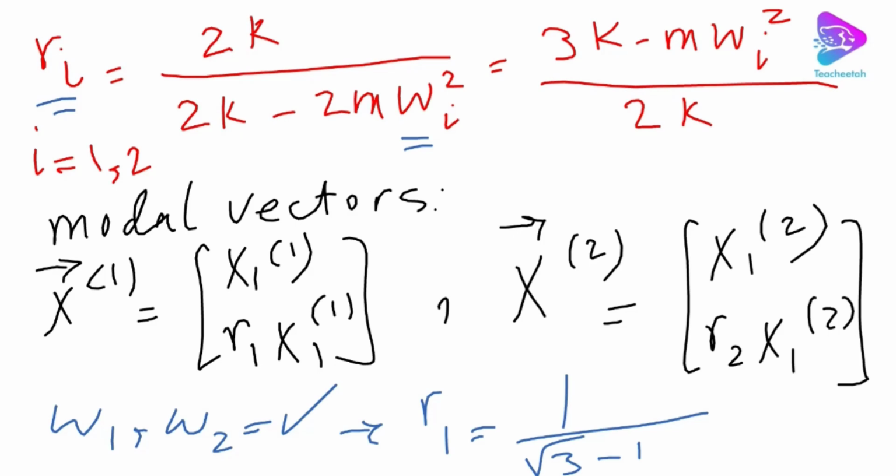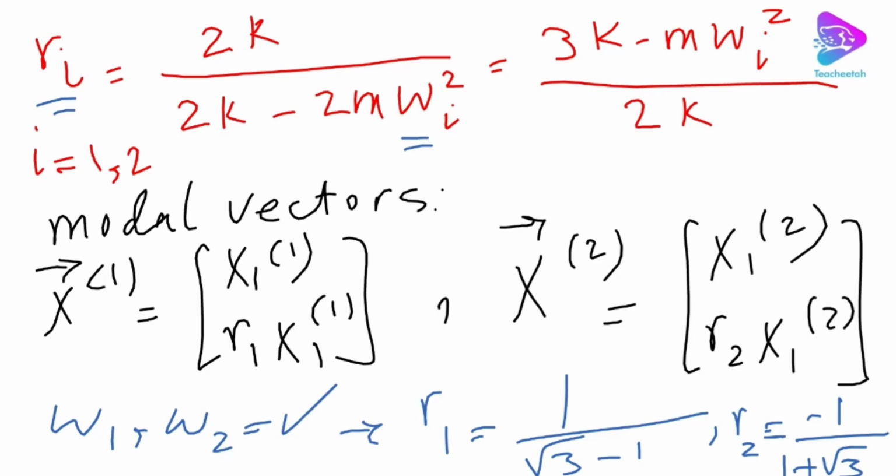See, it's just a number because it's a ratio. And for r2 it's going to be minus 1 divided by 1 plus square root of 3, right? So as you see here, we could find the magnitude of r1 and r2 because we know omega 1 and omega 2, and then we plugged it in. Omega 1 and omega 2 are functions of k and m, so we could simply find it for the system. So why don't we do that?